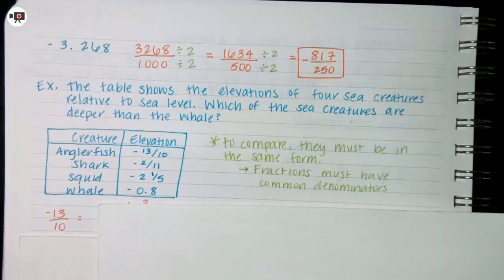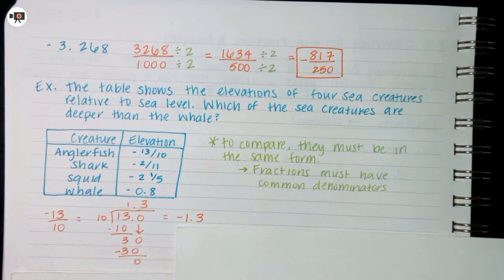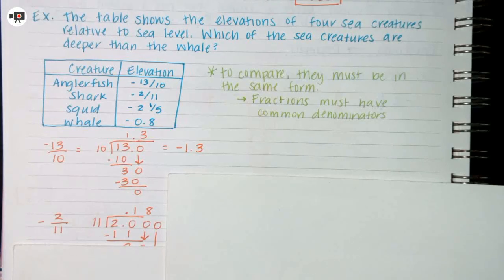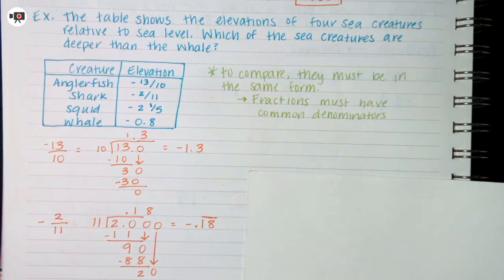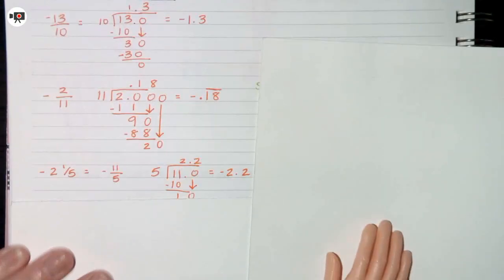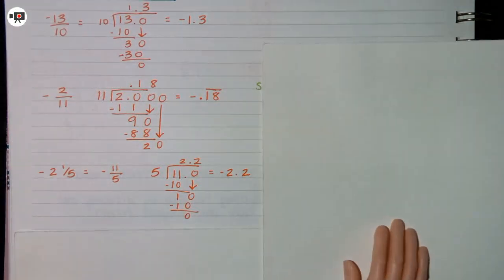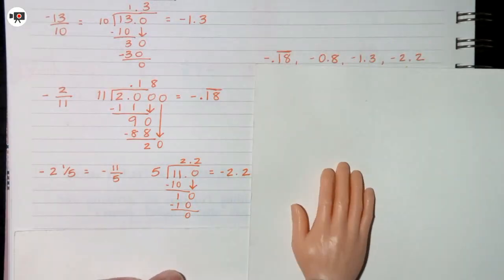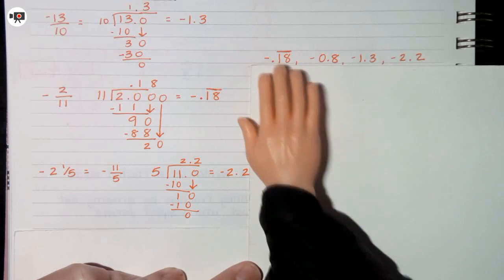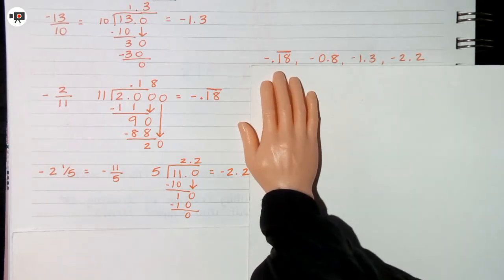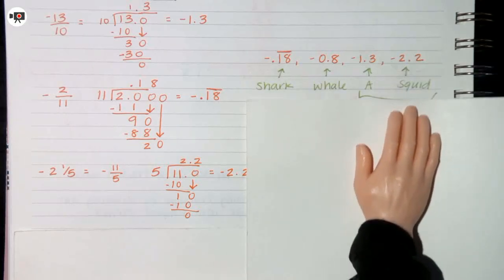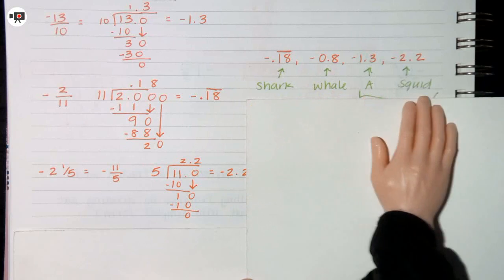So if I take negative 13 over 10 and rewrite it as a decimal, I get negative 1.3. Negative 2/11ths, do my division, and I get negative 0.18 repeating. Negative 2 1/5, I can rewrite as negative 2.2. And then the last number I have is negative 0.8. So if I put those all in order, I can see that I have negative 0.18 repeating, negative 0.8, negative 1.3, and negative 2.2. And that would be the shark, the whale, the anglerfish, and the squid.